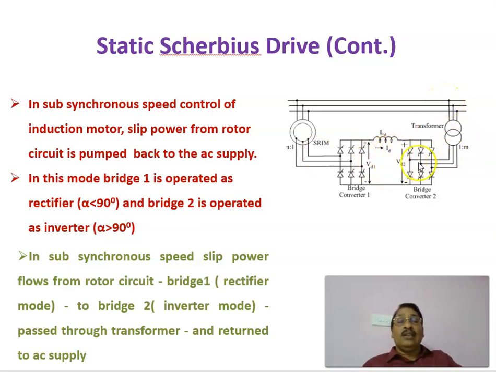The power flow can be controlled by controlling the firing angles. By controlling alpha 1 and alpha 2, you can control the power flow from the rotor circuit into the grid. Thereby, you can vary the speed of the slip ring induction motor below the synchronous speed, and subsynchronous speed control of the motor is possible using the static Scherbius drive system.